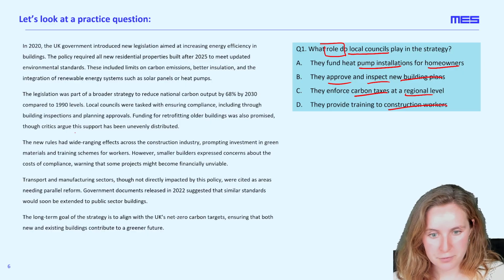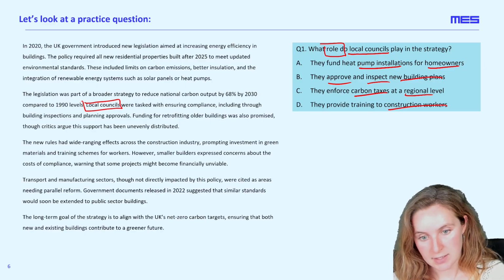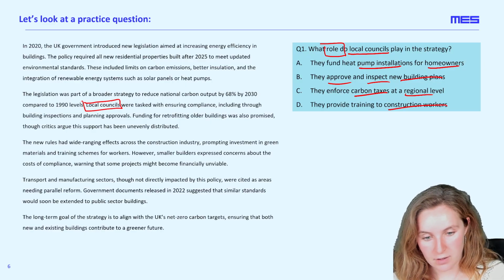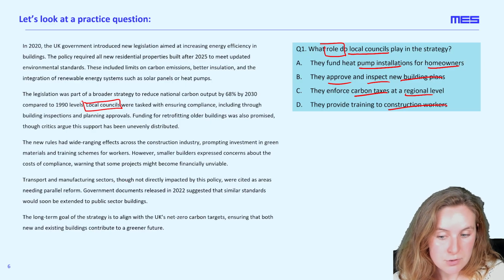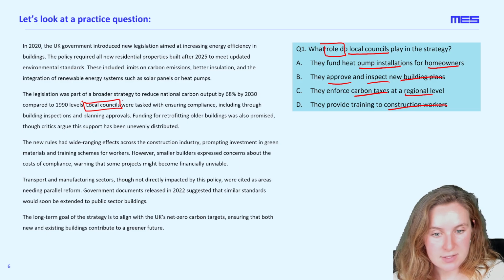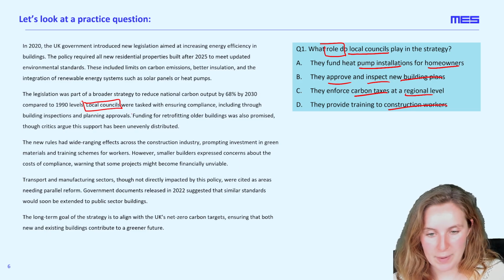Even as we look for our first key phrase, we can see local councils here. So it's likely that our information might be here, especially as we keep scanning, we can't see anything else about local councils or districts or boroughs. So let's start here and then think where we can go from here.